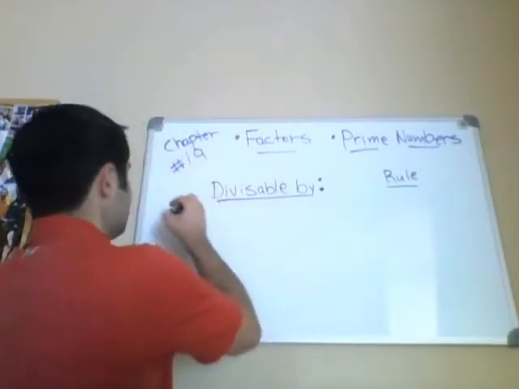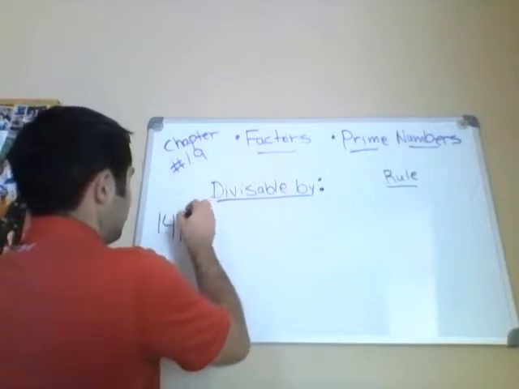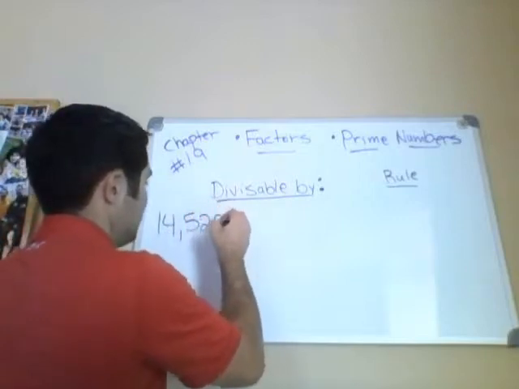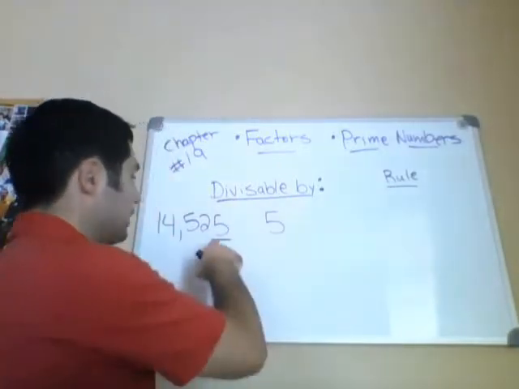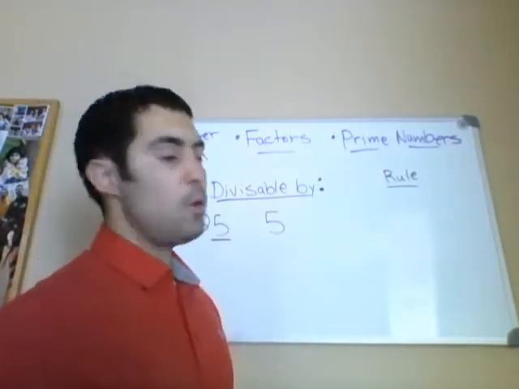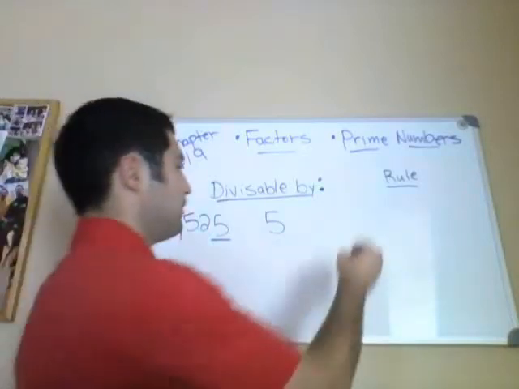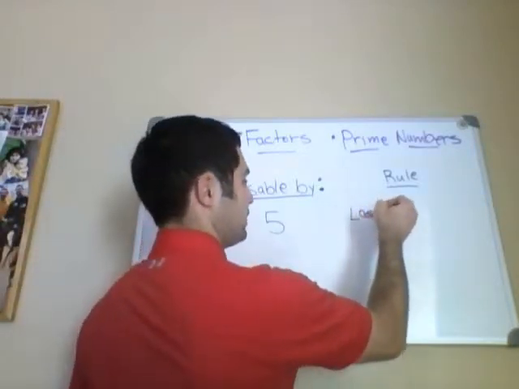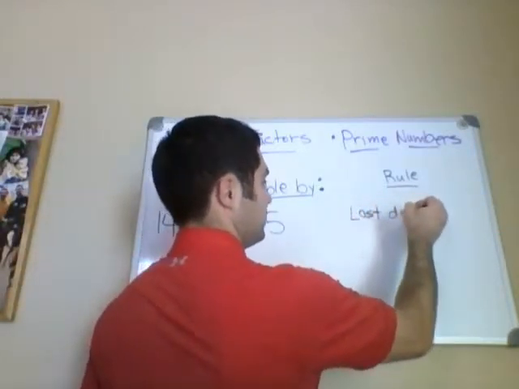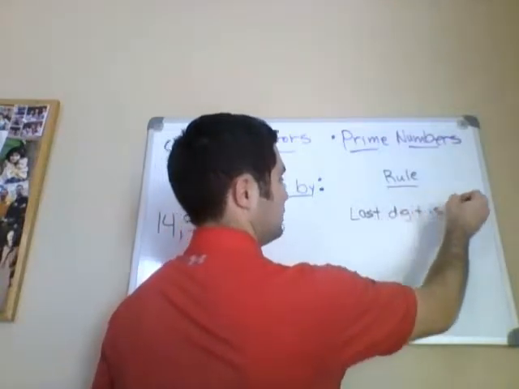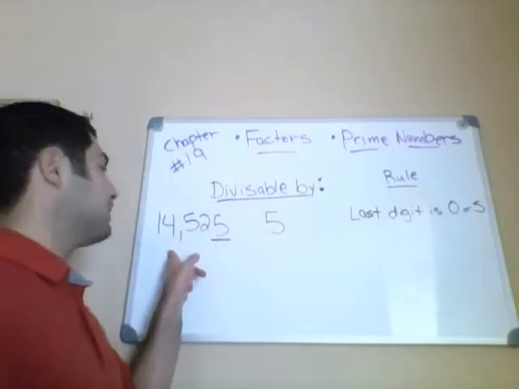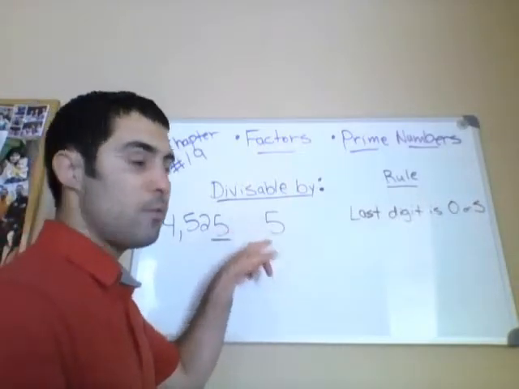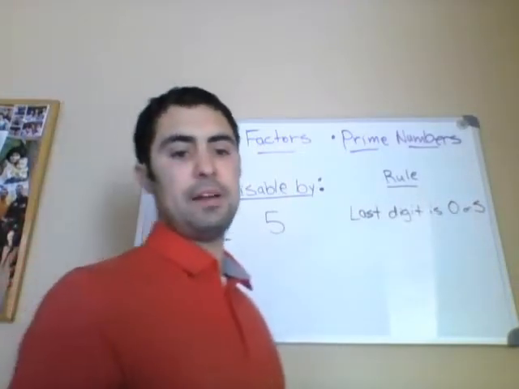Alright, is a number divisible by 5? Let's try this. If the last digit ends in a 0 or a 5, then the number is divisible by 5. I'll write that real fast. Last digit is 0 or 5. Then it is divisible by 5. So does this end in 5? Yes. Therefore, the whole number is divisible by 5.